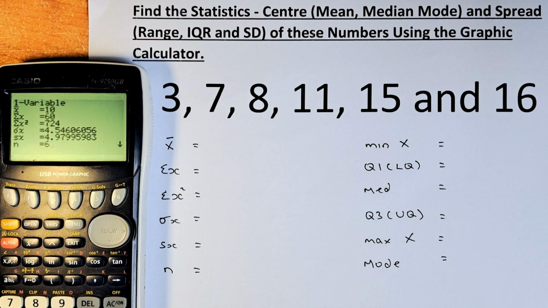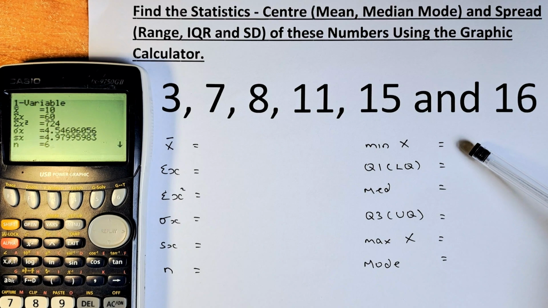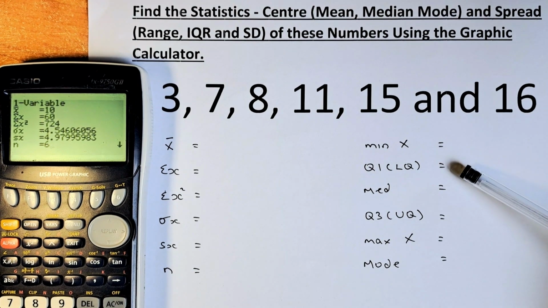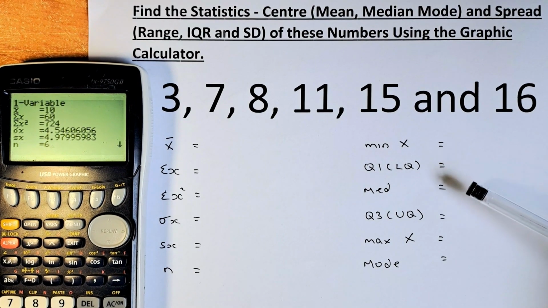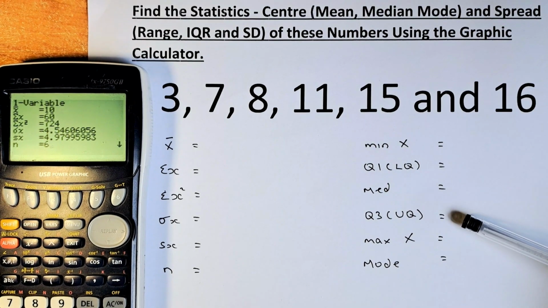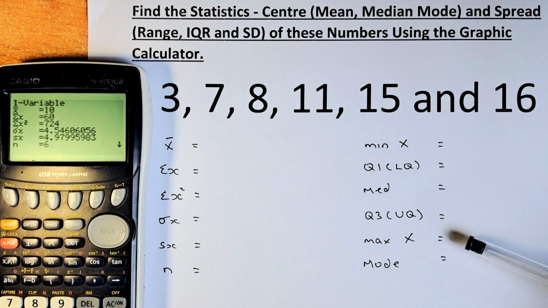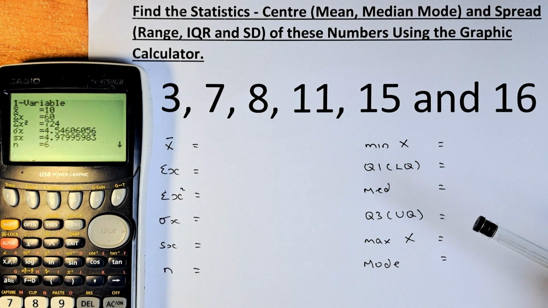Now we are going to calculate the spread mostly. Min X is the minimum number, which should be 3. Q1 is the lower quartile. MED is the median. Q3 is the upper quartile. Max is the maximum number. And for mode, with our numbers there's no mode because every number appears only once. They appear once in your calculator.